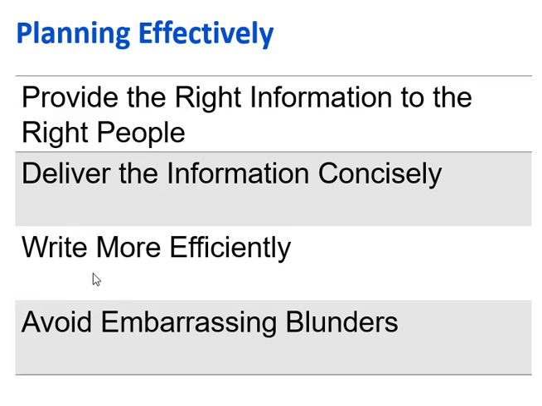Delivering the information concisely is important. If I can communicate something in 100 words, it's better than communicating the same thing in 200 words. It's a lot easier for people to read, cuts down on their time, and makes it much easier for them to understand and appreciate and incorporate what you're telling them. Writing more efficiently is similar, and of course avoiding embarrassing mistakes is obviously important as well.